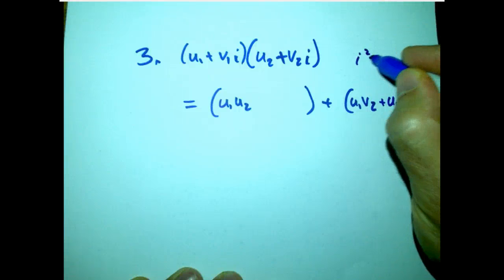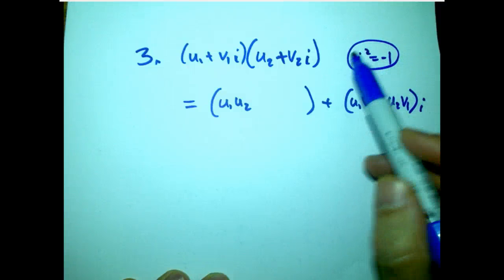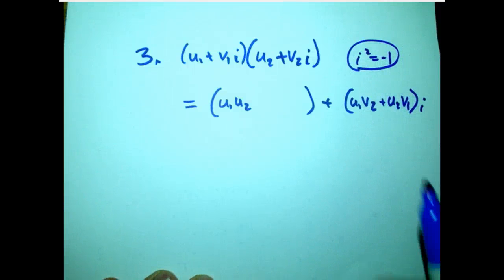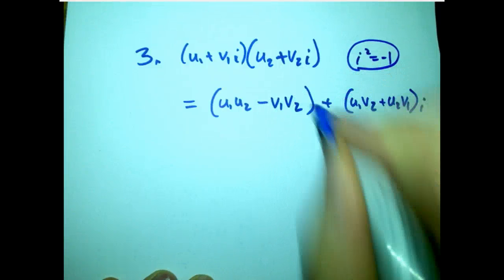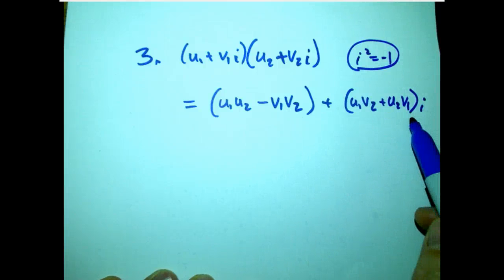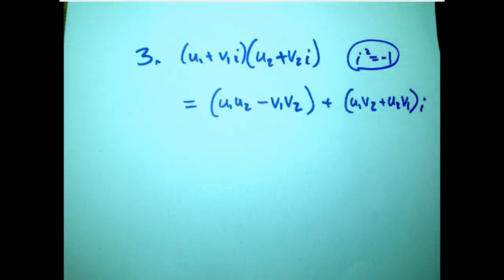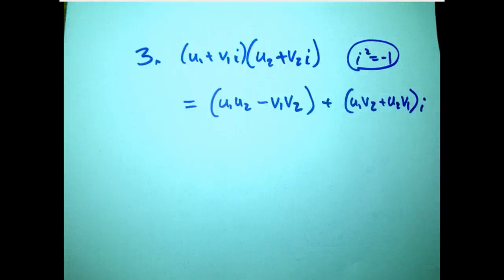But i squared is minus 1. That's the whole point that drives this, that I needed to have square roots of negatives, and i was, by definition, the square root of minus 1. So we're going to get minus v1 v2. That's pretty funky. So there are 2 real contributions and 2 imaginary among the 4, which is nice and symmetrical. And that minus sign just shows up in all kinds of funky places, but because it's i squared.